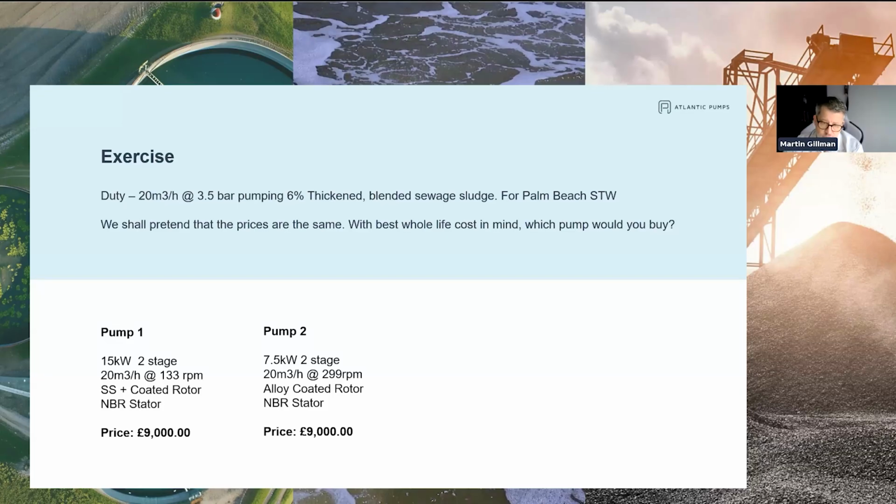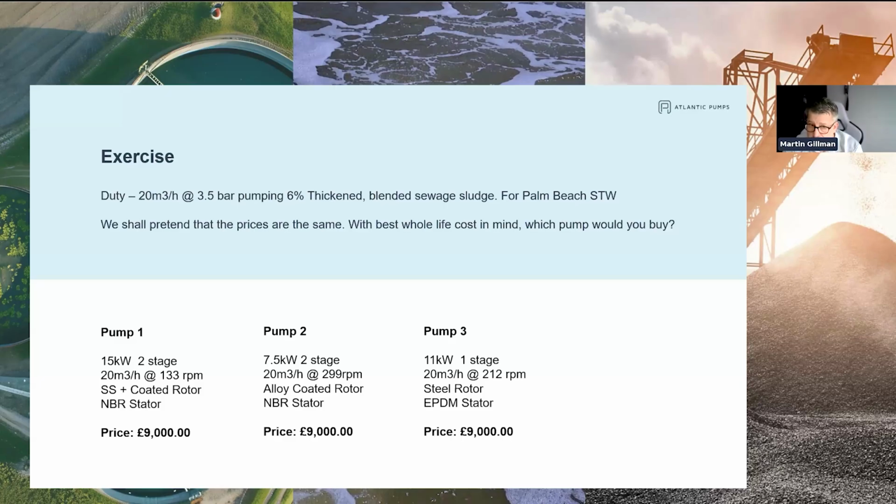Alloy coated means it's an alloy type material of various types. It depends on the manufacturer, but we'll just call it an alloy, all right? But it's got a hard coating on it, same as the first. Or would you buy pump 3? Somewhere in the middle, 11 kilowatt motor, single stage pump, 20 meters cubed an hour, 212 RPM. It's got a steel rotor and an EPDM stator.